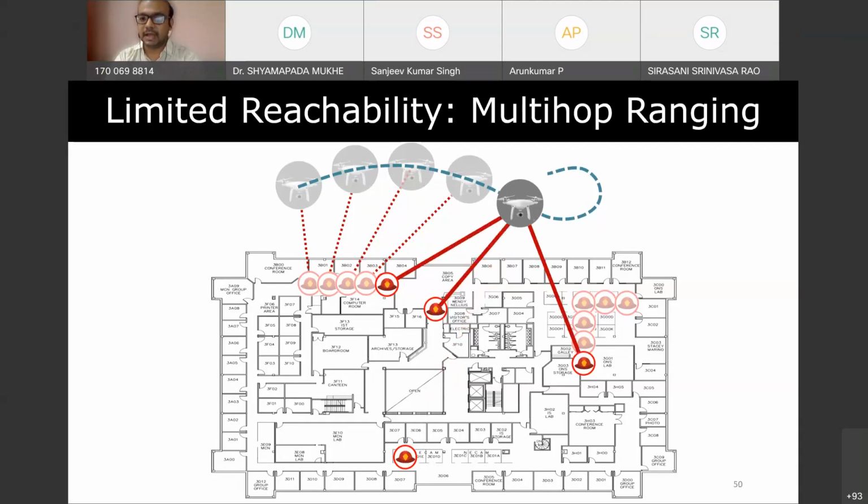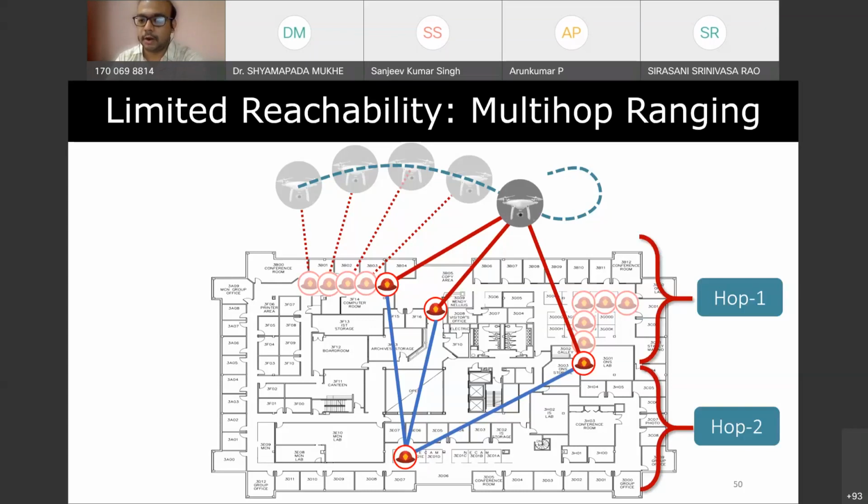So we basically try to range with the neighbors who are in the first hop, which are directly reachable from the drone, and they in turn will range the node which is deep inside the building. So instead of doing a direct ranging, we will do an indirect ranging. The drone ranges with the first hop nodes, and the first hop nodes range with the second hop nodes, right? In this way, we get a relative coordinate of the node that is deep inside the building. And then we apply the same principles to solve for the location of all the entities inside the building. So this is hop 1 and hop 2.